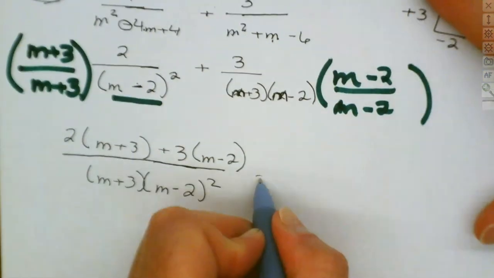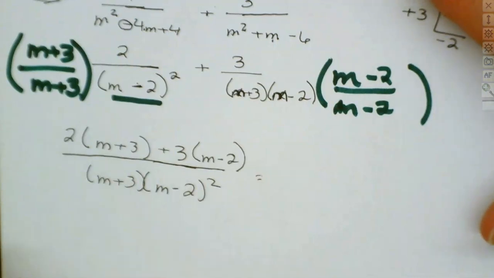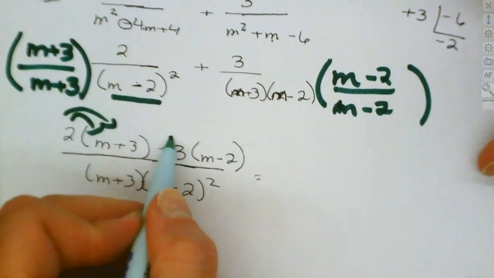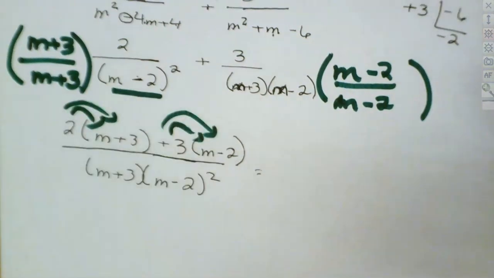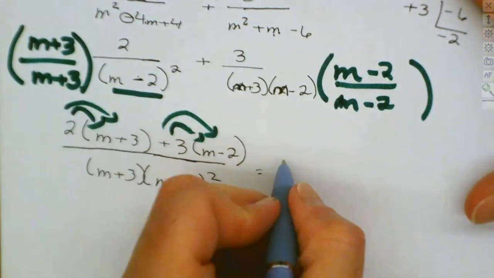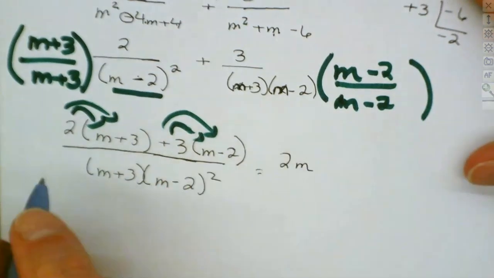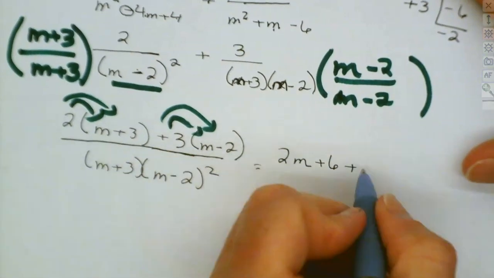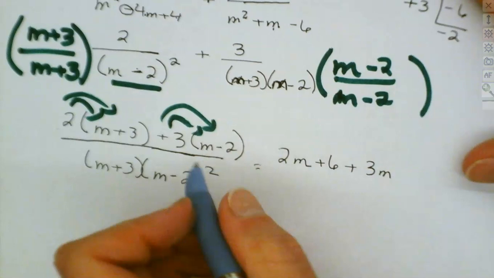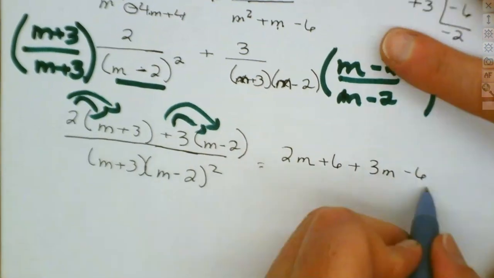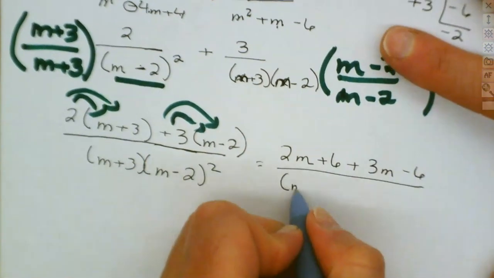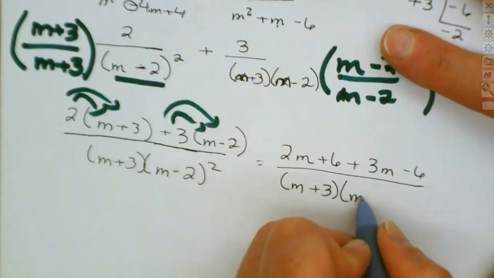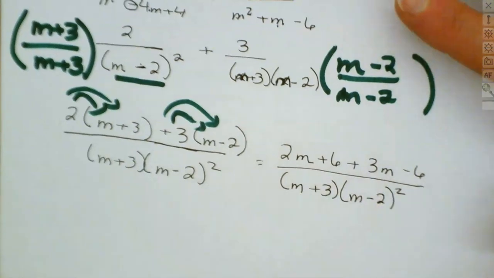And we'll clean this up by distributing through. So let's distribute that 2 through. And now we have 2m, and 2 times 3 makes it a 6. And then we have a 3m, a minus 6, over that again, m plus 3, m minus 2, quantity squared.